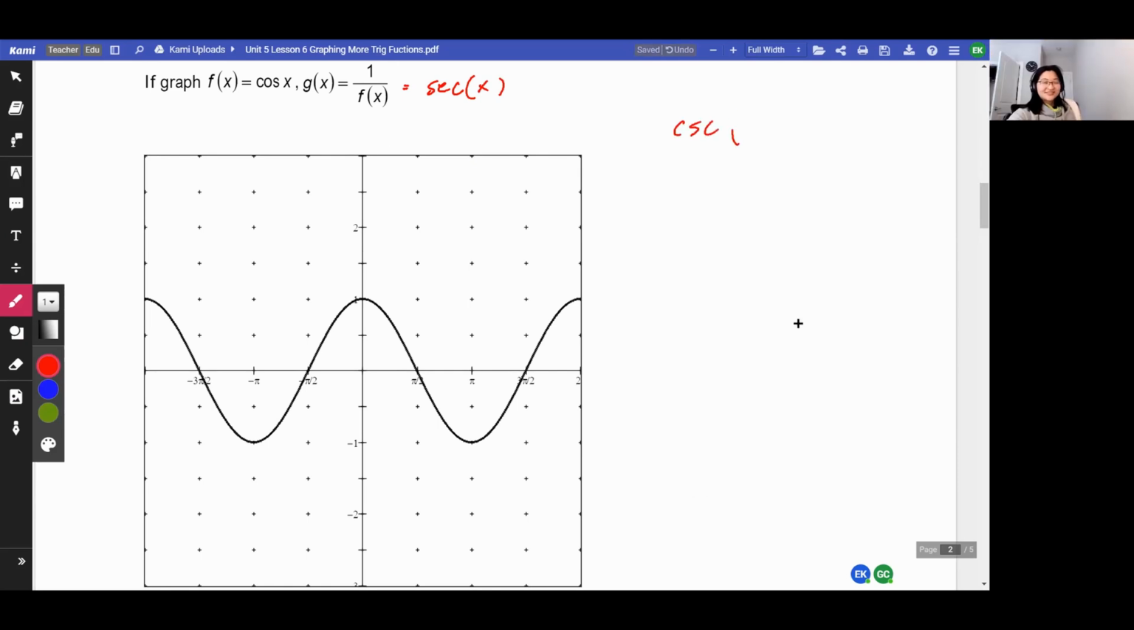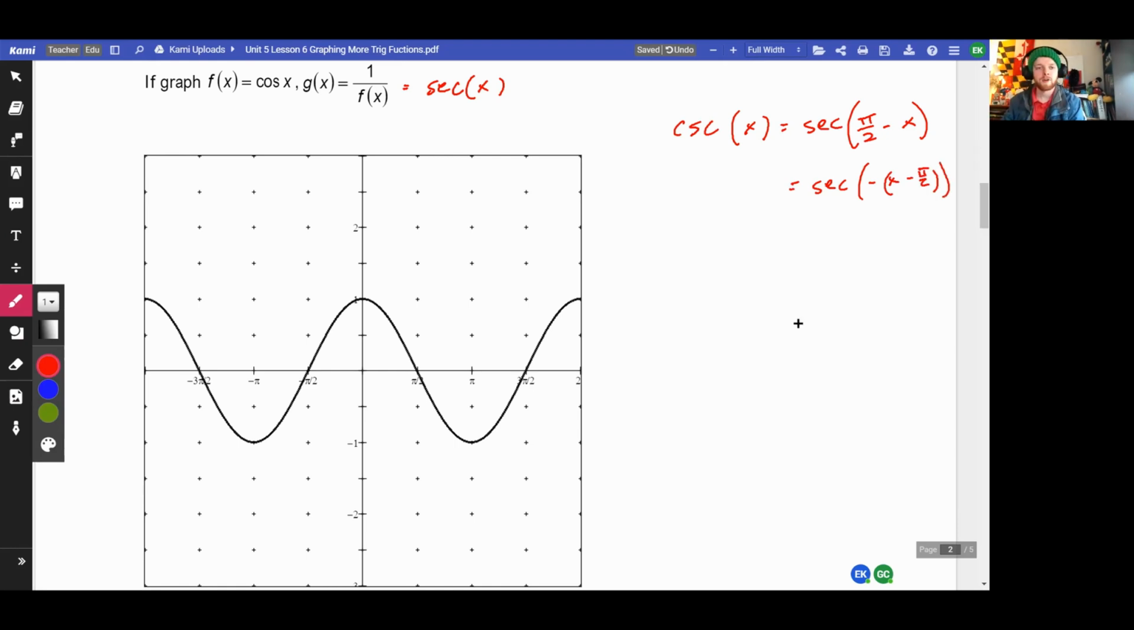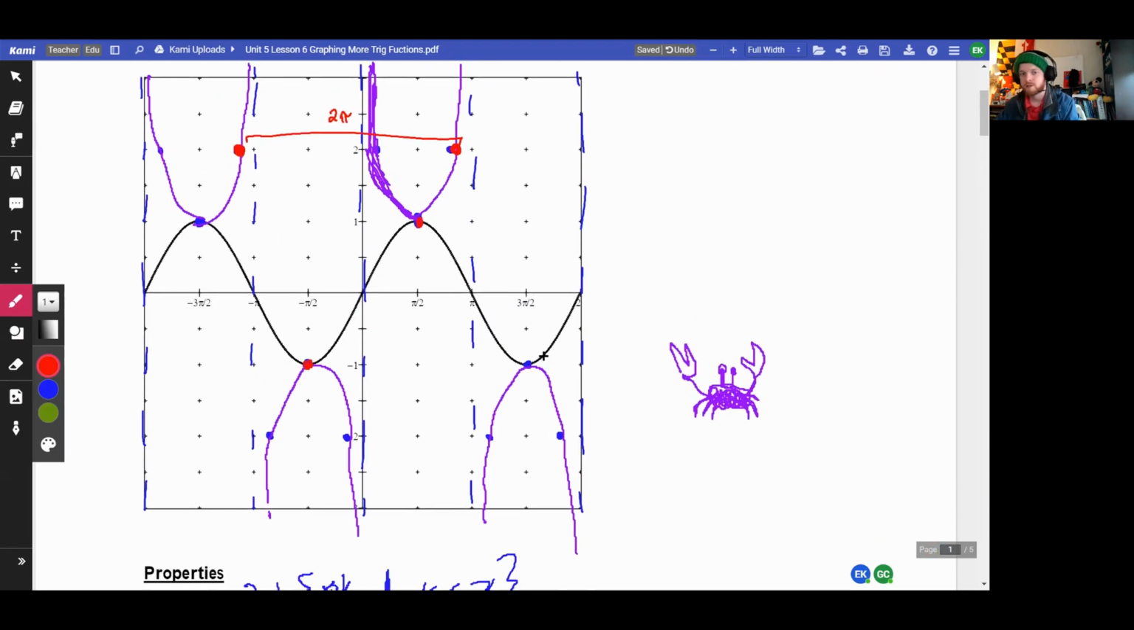Cosecant of x is equal to what of secant? Do you remember? Pi over 2. Pi over 2 minus, and we can work some magic. Is secant even or odd? Secant is even, so I can pull that negative out. Secant of x minus pi over 2 is also secant of pi over 2 minus x. Cosecant is just a shift of secant by pi over 2. So we could, if we wanted to, not do all this reciprocating and just do a shift.